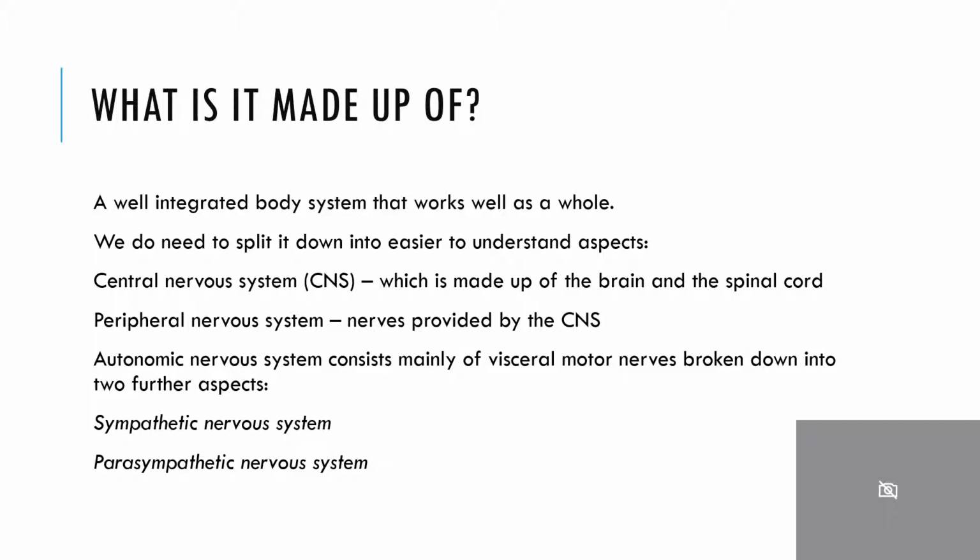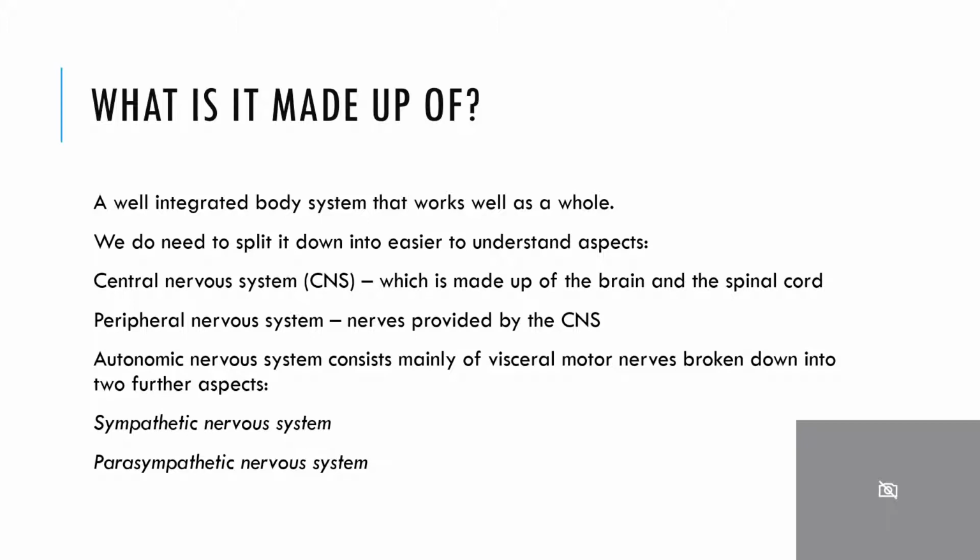What is it made up of? A well-integrated body system that works well as a whole. We do need to split it down into easier to understand aspects. The central nervous system, which is made up of the brain and the spinal cord, and the peripheral nervous system, and these nerves are provided by the central nervous system.